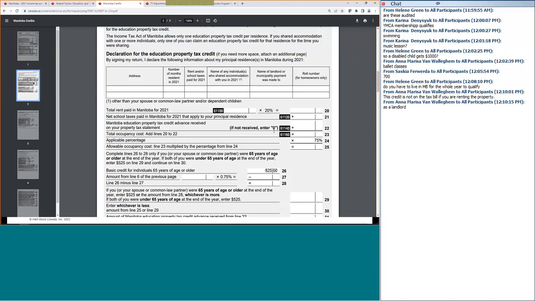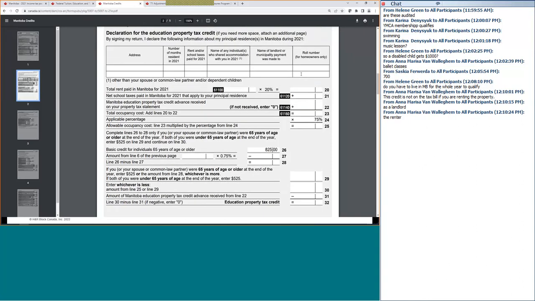But yes, as a landlord, you don't get the credit, because as a landlord, who gets the credit? The renter gets the credit, which is the point. One credit per address. But you will get a credit for the home that you're living in, which is why it's fair. Excellent. So if you're the owner, you have to be living in it to get this.